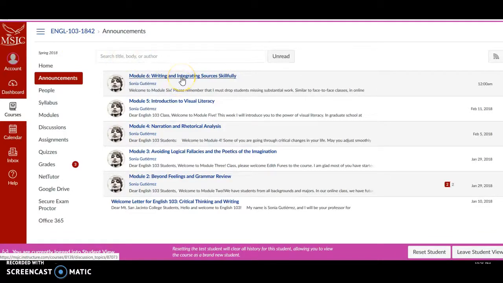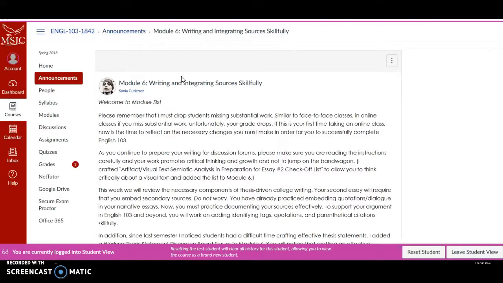So, for instance, this week we're on Module 6, and I used to call it a weekly unit, but then when Canvas was introduced, I noticed it was module, so I just continue to use the word module. And then we have my letter.